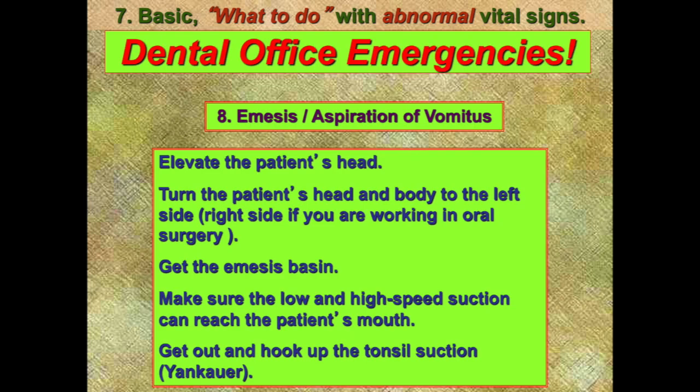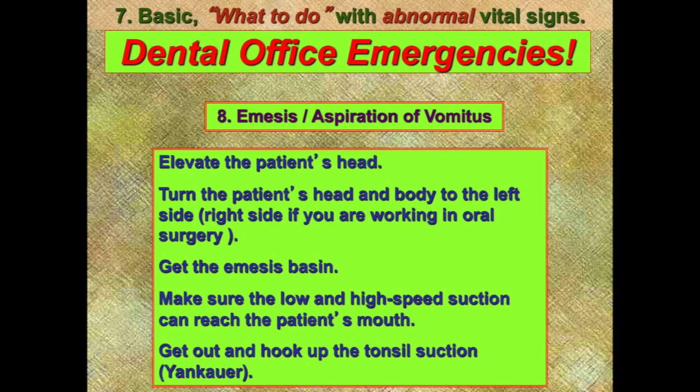Let's talk about emesis and aspiration possibly of vomitus. So we're going to want to elevate the patient's head and rapidly turn their head to the left because of the shape of the mainstem bronchi, the left and right mainstem bronchi. If you're working with an oral surgeon, the oral surgeons tell the people that work with them that you would turn their head to the right. But the rest of us in anesthesia rapidly get the head up, turn the patient's head to the left.